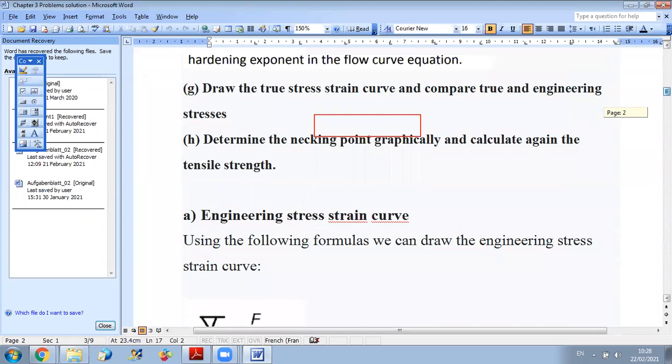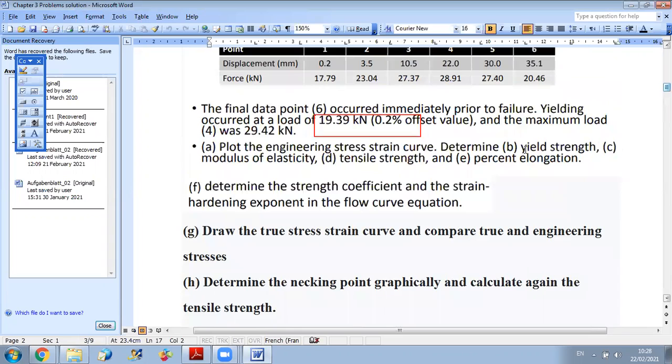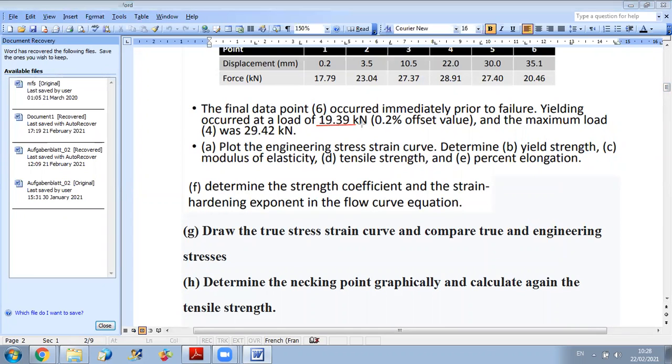Now, the next question is to find the yield strength. So here, as in the previous problem, they gave us the load for which yield will take place. This yield will take place at 19.39 kilonewton. So all I have to do to find the yield strength is to divide the yielding load by A0. Okay, and if I keep the force in kilonewton and A0 in millimeters square, I will get my yield in gigapascal. Then in part C, I want to calculate the modulus of elasticity.